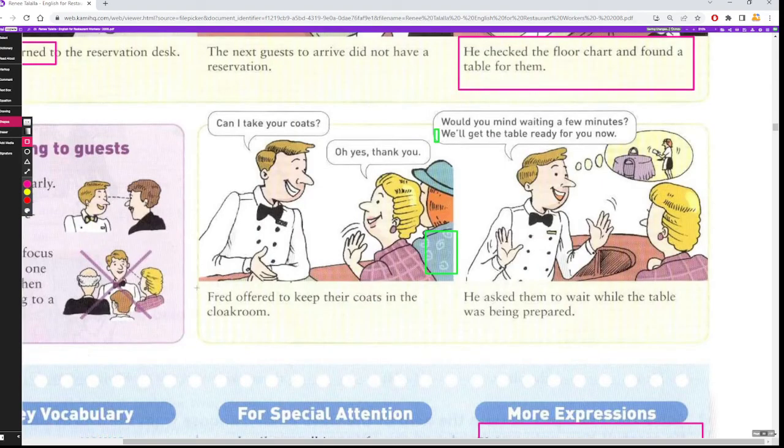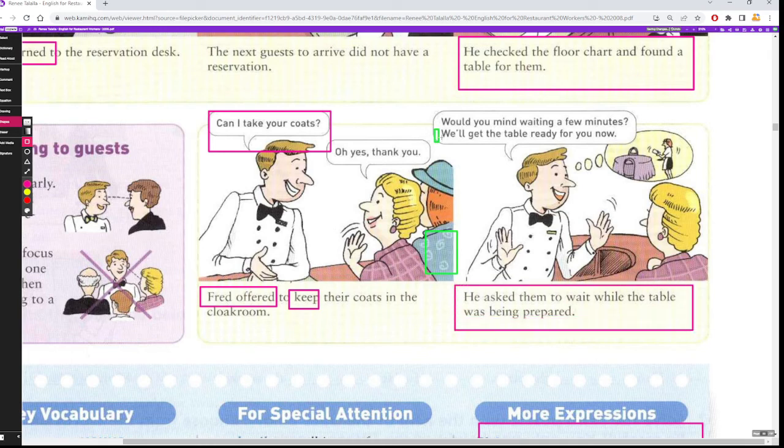Fred offered to keep their coats in the cloakroom. Can I take your coats? Oh yes, thank you. He asked them to wait while the table was being prepared. Would you mind waiting for a few minutes? We'll get the table ready for you now.